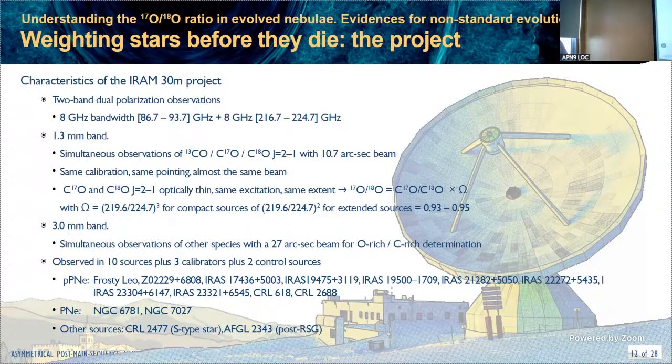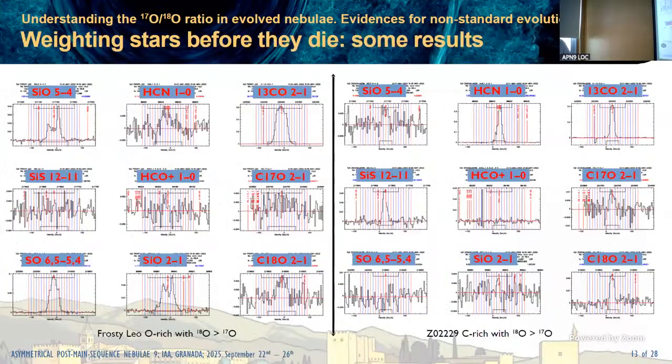weak sources. We observed up to 15 sources, mostly protoplanetaries, a few planetaries, and some other sources for control. These are a few of the examples. For example, this is Frosty Leo, a well-known oxygen-rich source. Why is it oxygen-rich? We have pretty strong SiO lines, weak HCN lines, and most important, SO. If you detect SO, that's for sure an oxygen-rich source.